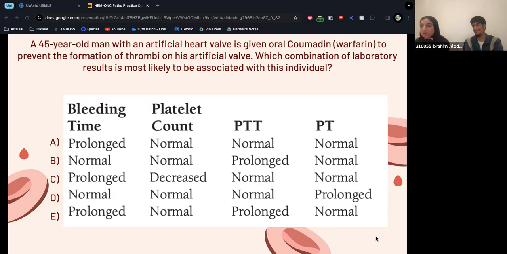Okay, so if you don't know it, it is epoxide reductase, which is in your liver. Epoxide reductase reduces vitamin K in order to create which factors and which components of hemostasis? What do you guys think or remember? Come on, guys. You know this.